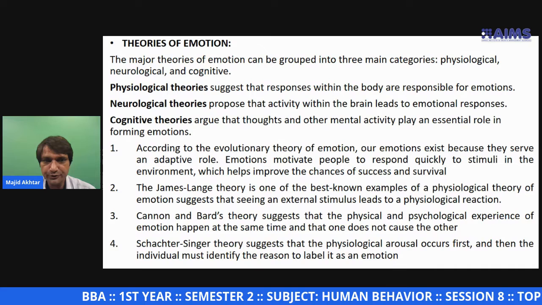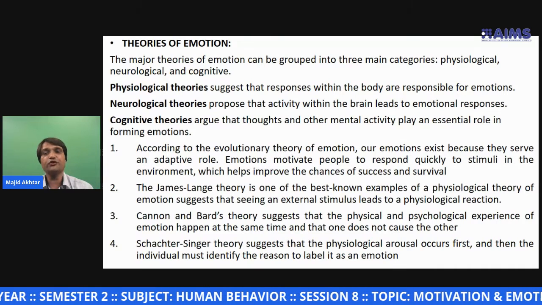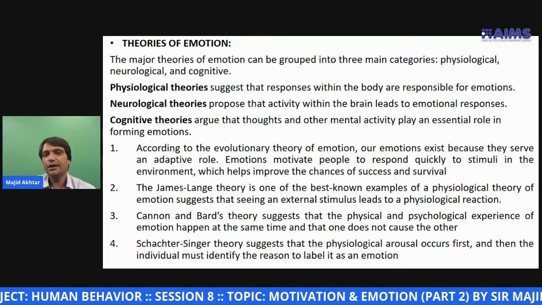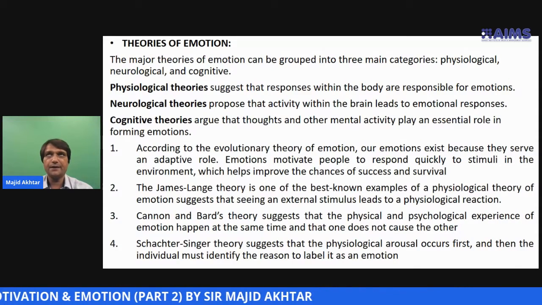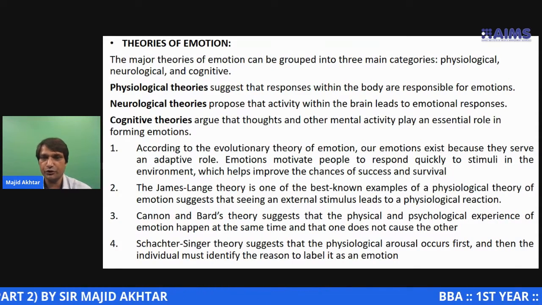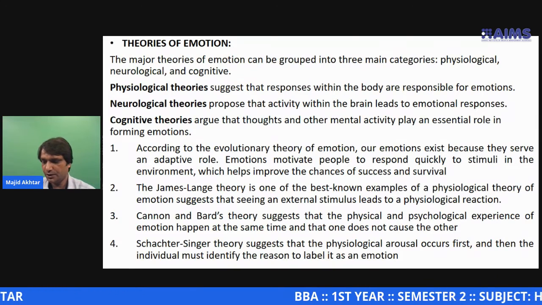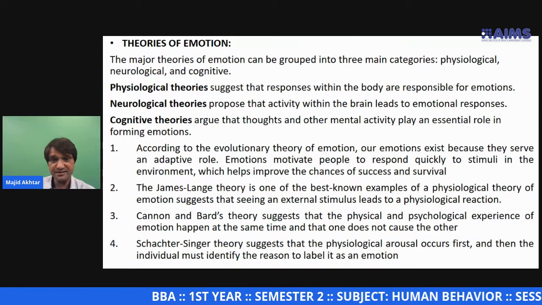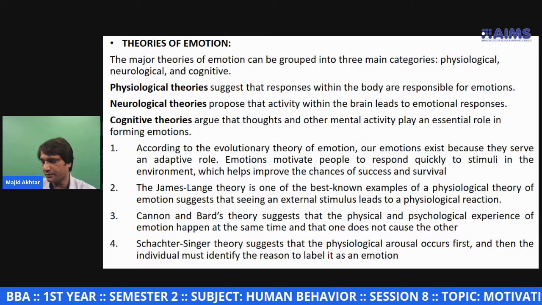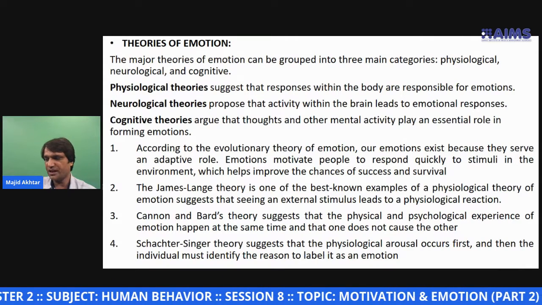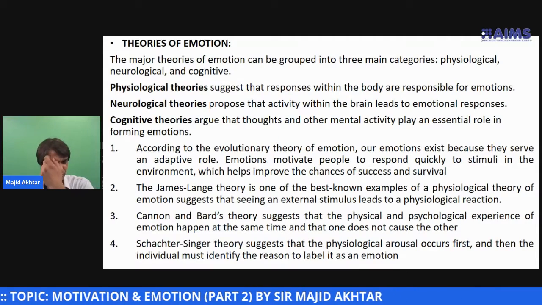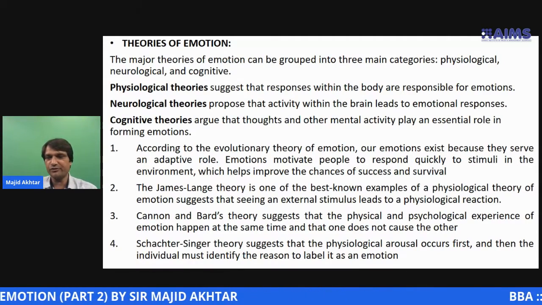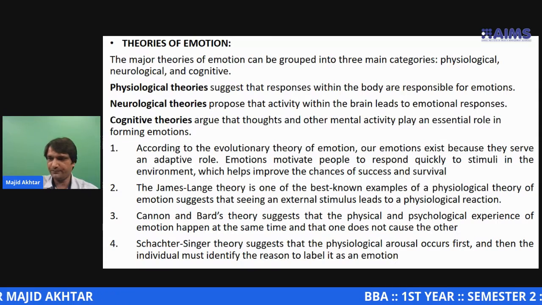So the neurological theories propose that activity within the brain leads to emotional responses. Whatever is inside the brain is the reason why certain emotional responses take place. So this is the second broader leg of the theories which we have just discussed. The third big leg of these theories of emotions is actually cognitive theories.